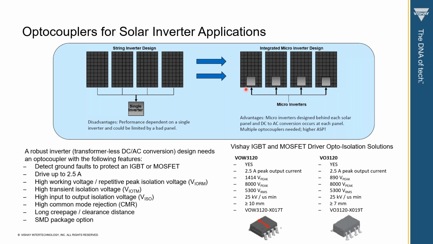Okay. For this optocoupler, we have the solution for IGBT and MOSFET drivers, the VOW3120 and the VO3120. The current rating can be up to 2.5 amp. The V peak can be up to 1414 volt. The V peak for the working voltage can be up to 8,000 volt. The isolation voltage can be up to 5,000 V RMS. Okay. We have two different creepages: this is a 10 mm and this is a 7 mm creepage.